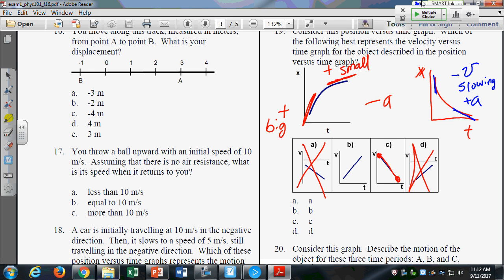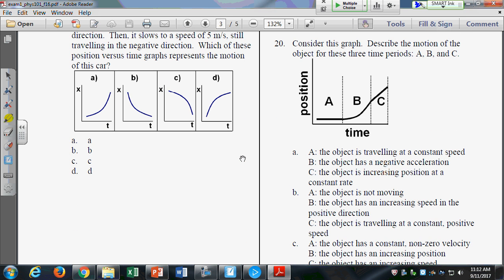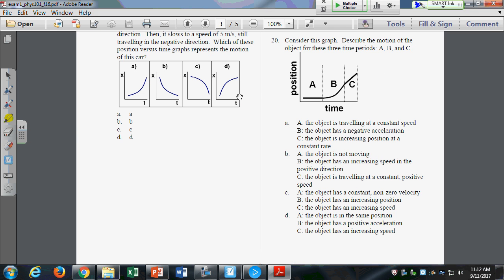All right, let's look at some of these quantitative things. Oh, let's look at this one. Number 20 is interesting. So consider this graph. Which of these describe the motion of the object for the 3 time periods? The object in section A, right here where it's a straight line, it says the object is traveling at a constant speed. Maybe. It's actually not moving at all, right?